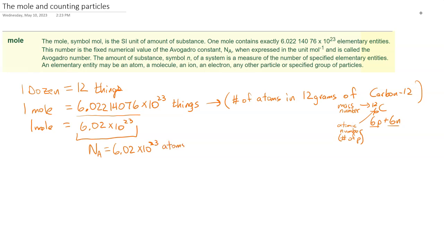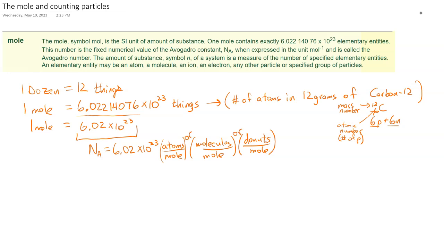Atoms or molecules, or it's really whatever you're counting. That thing per mole. Donuts per mole. Whatever you're counting, those are the units per mole.